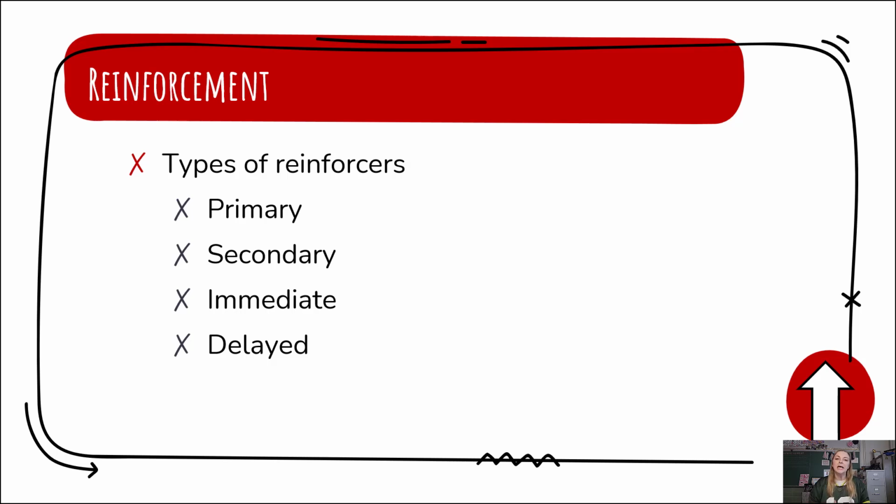Immediate reinforcers are obviously reinforcers that happen very close or immediately after a behavior. Delayed reinforcers, then, are reinforcers that come after a bit of time after that behavior. For example, a paycheck. You don't get your money for working your job immediately after completing the shift. You might have to wait a week or 2 weeks to get your paycheck.